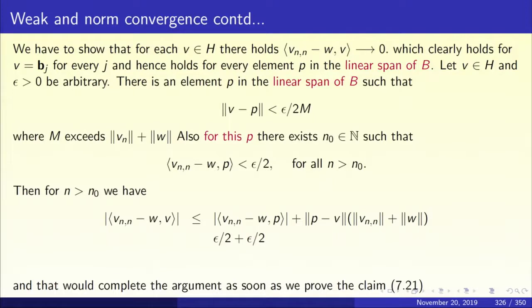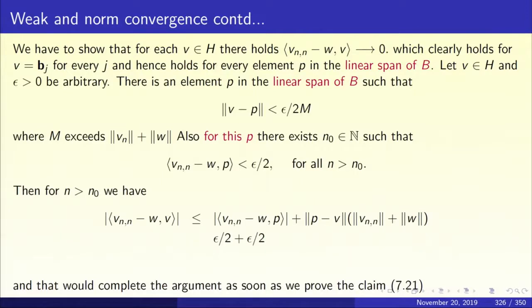It's norm of P minus V into norm of Vn plus norm W. Norm Vn plus norm W is less than m, and norm P minus V is less than epsilon by 2m. So all in all, it's less than epsilon, and we have proved that Vn indeed converges to W weakly. And that completes the argument.